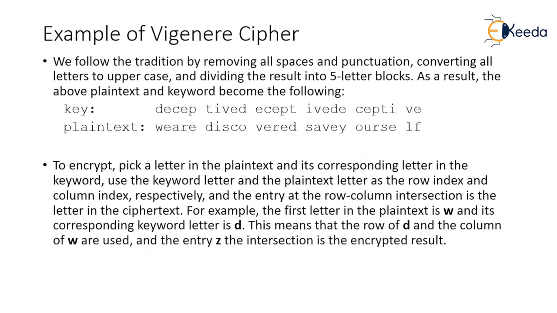Now, how we will get the ciphertext and how we will convert the plain text into ciphertext, we'll see in this slide. You have to just follow the tradition by removing all the spaces. These are actually the prerequisites which have to be done before converting your plain text into the ciphertext. We just have to remove all the spaces and punctuation, and convert all the letters into uppercase.